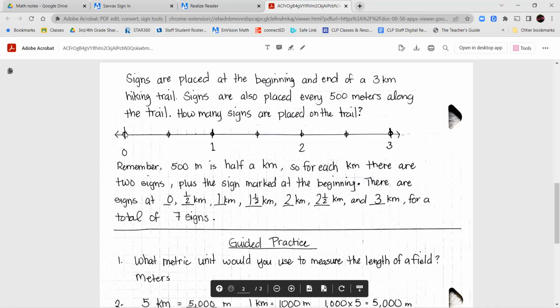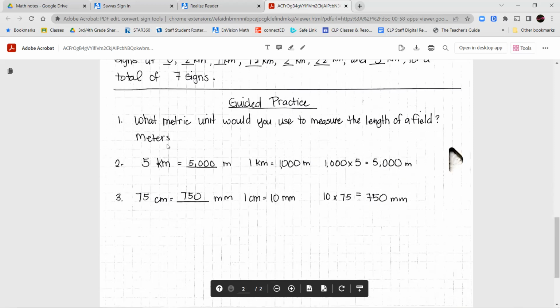But since we also have a mark at the 0 marker, so at the starting point, every 500 meters, and at the ending point, that gives us 7 signs. So 1, 2, 3, 4, 5, 6, 7 signs from 0 to 3, because we're counting the 0 here. Usually we count 1, 2, 3, 4, 5, 6. We don't count that initial point, but here, because the question specifically tells us that, we have to count it.